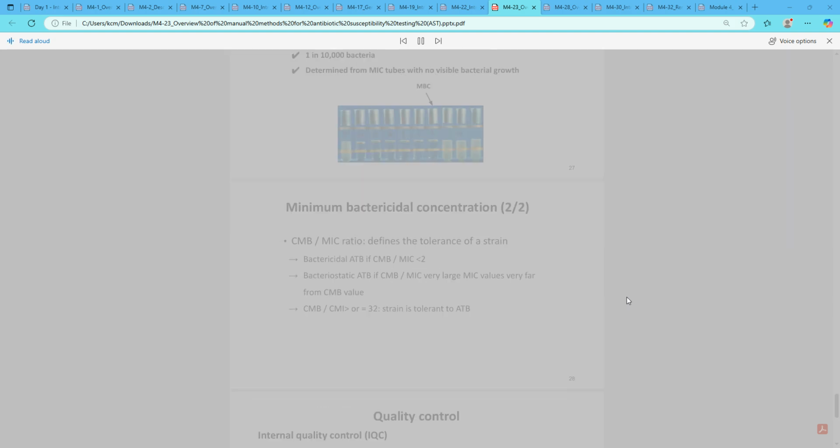MBC, minimum bactericidal concentration: 1 in 10,000 bacteria, determined from MIC tubes with no visible bacterial growth. The MBC/MIC ratio defines the tolerance of a strain. Bactericidal ATB if MBC/MIC is 2 or less. Bacteriostatic ATB if MBC/MIC is very large, with MBC values very far from MIC values. If MBC/MIC equals 32 or more, the strain is tolerant to the ATB.